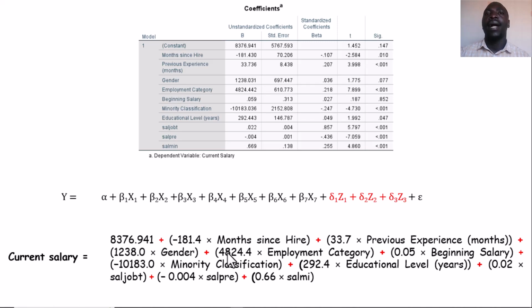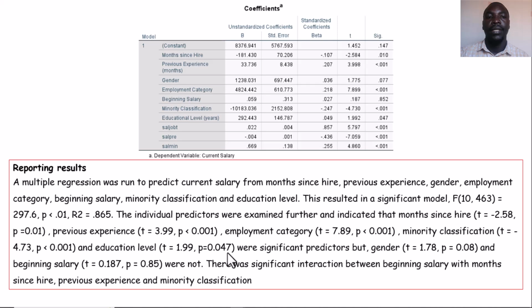However, let's look at now how we can report these results in your research. With these results, you could just write as simple as this: a multiple linear regression was run to predict the current salary from months since hire. You mention here the variables that you were using to predict current salary. This resulted in a significant model, F, with degrees of freedom from your ANOVA table, then the F statistic. This is the p-value. It was less than 0.001.